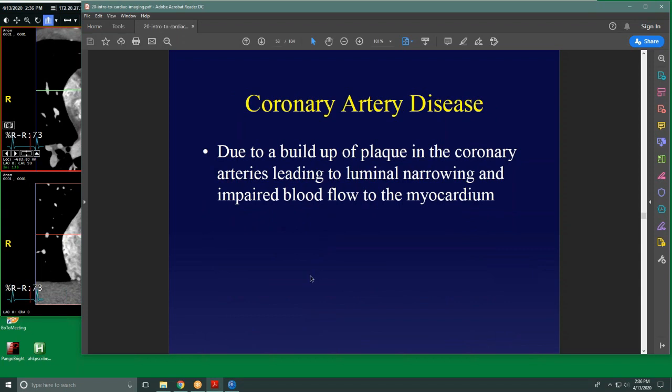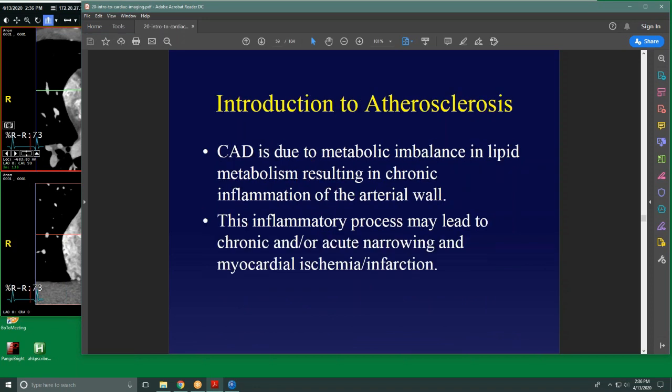This is due to a buildup of plaque in the coronary arteries leading to luminal narrowing and impaired blood flow to the myocardium. Atherosclerosis is basically due to an imbalance of lipid metabolism resulting in chronic inflammation of the arterial wall. And this inflammatory process may lead to chronic and or acute narrowing and myocardial ischemia and or infarction.